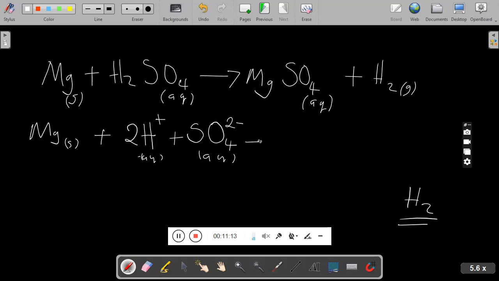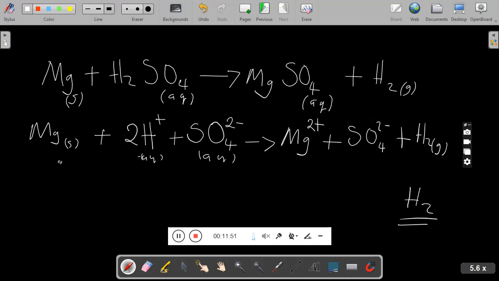Then on the product side, we are going to have this. So now this compound is aqueous, so magnesium will be shown as Mg. Now magnesium is a metal with a valence of 2, so it will be 2 positive. For metals, positive, and for hydrogen. Then we have the sulfate radical here, which is SO4, and it will be 2 negative because it has a valence of 2. And we are going to have this hydrogen gas, which will just remain the way it is as hydrogen gas.